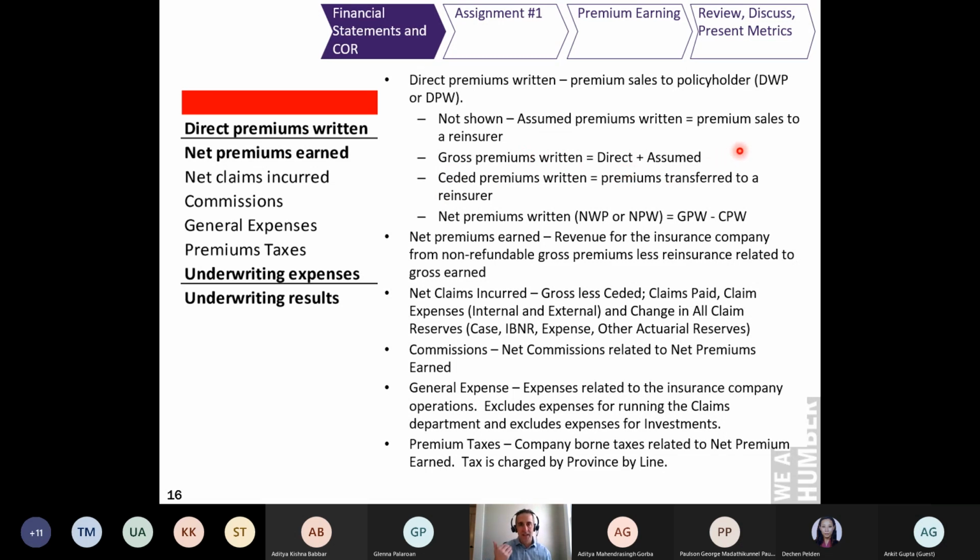So this is incoming sales to the insurance company. Then we deduct an amount for ceded premiums written. This is when the insurance company transfers its premium out of the company to a reinsurer. So gross is coming in, ceded is going out, and we get the net premium as a result. Gross less ceded.